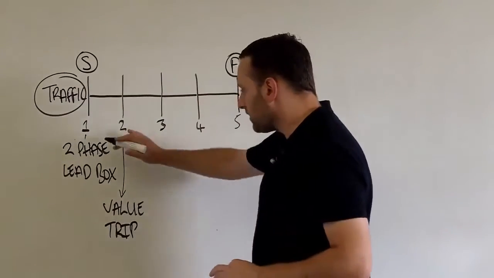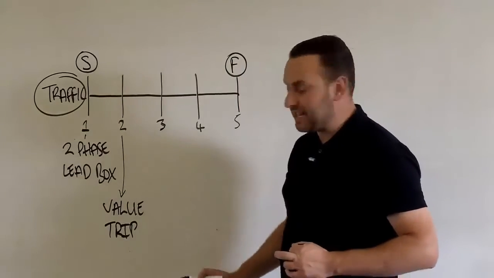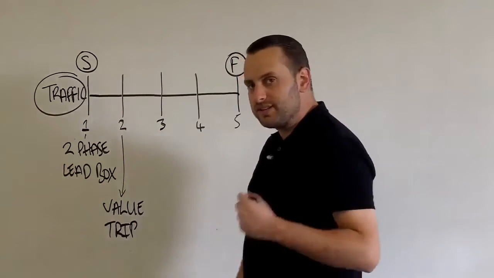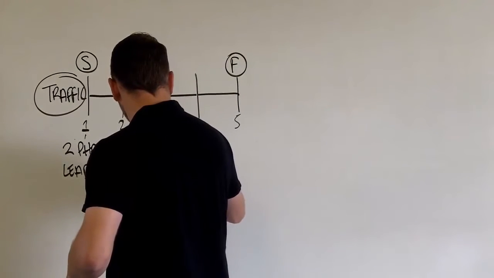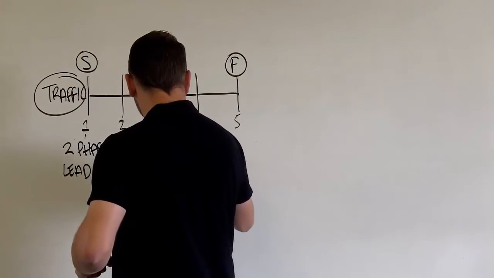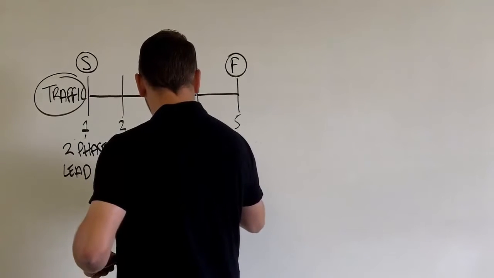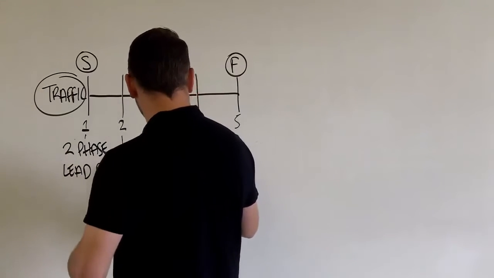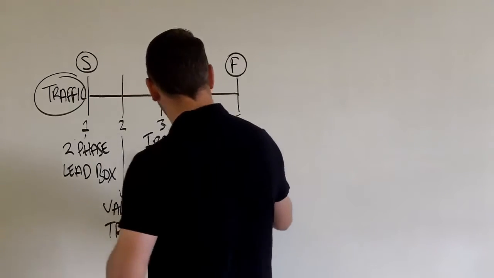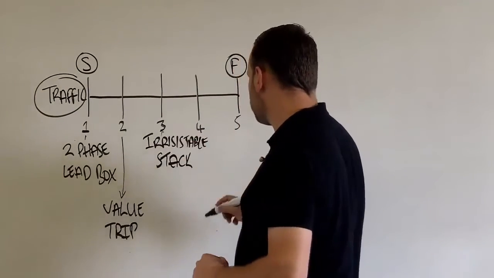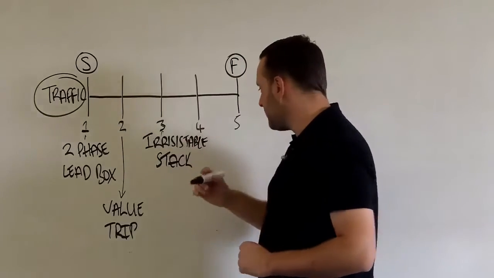So, we've got the two-phase lead box to collect leads. We've got the value trip to convert customers. Third, we've got the irresistible stack, and I think I'm spelling that wrong. Whoops, I ran on a little bit there. So third is the irresistible stack, and remember, this is where we get repeat customers.